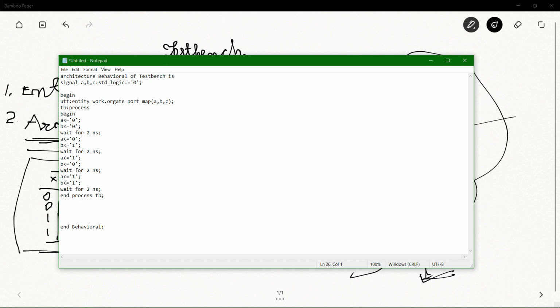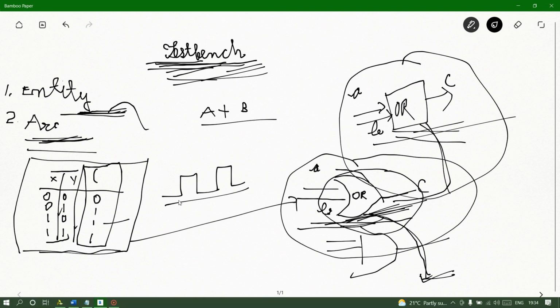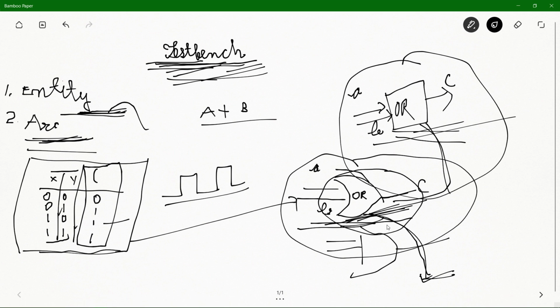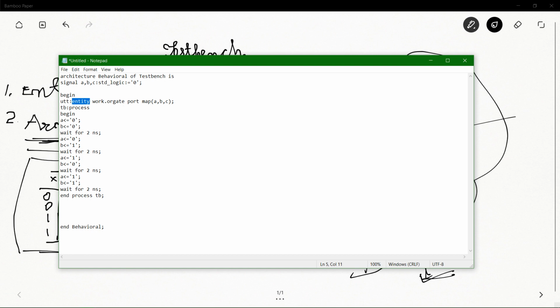And then here I am again writing entity and then work dot OR gate. Why am I writing OR gate here? Initially, while writing the entity portion or the architecture portion, I named my program OR gate. So here also I am calling this program, this block, in my test bench portion, right? So that's why I have called here work.orgate.